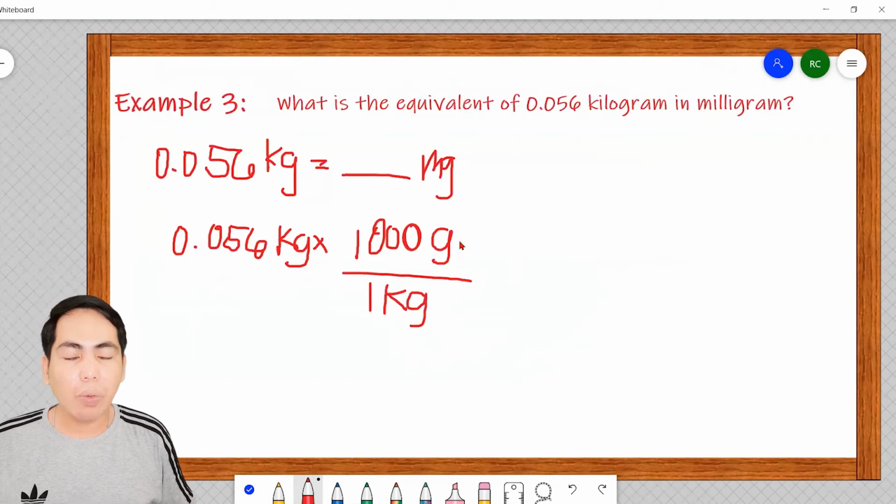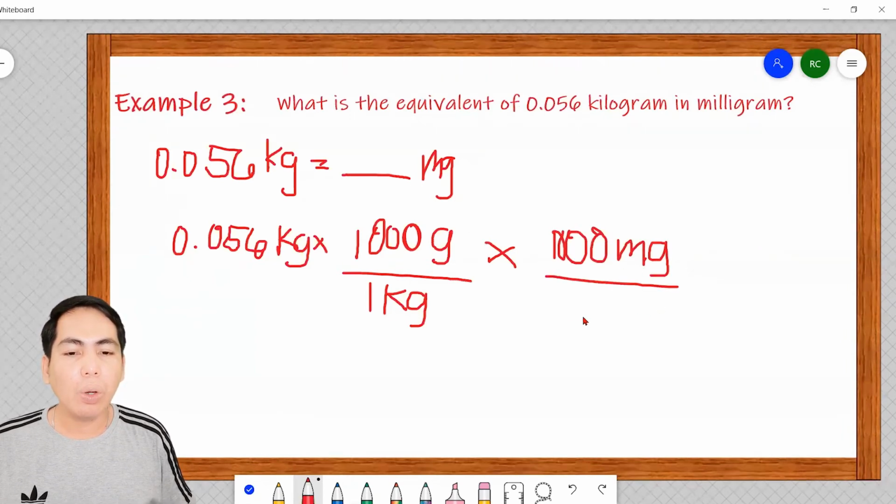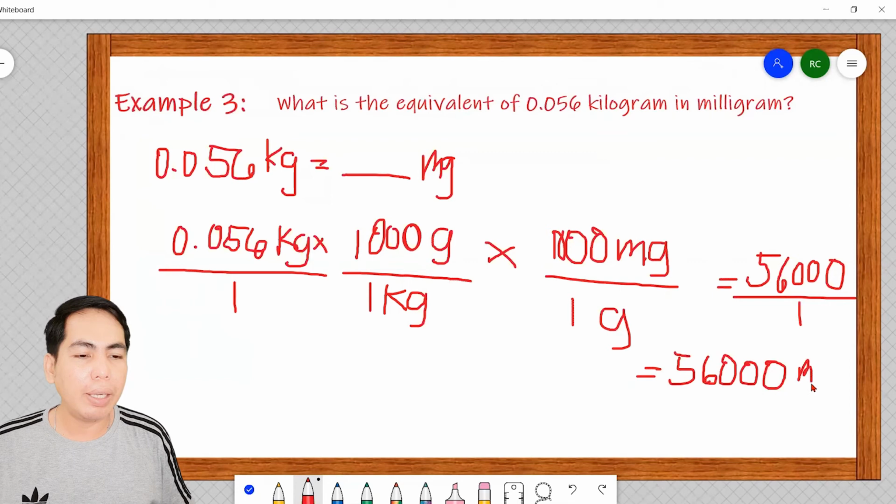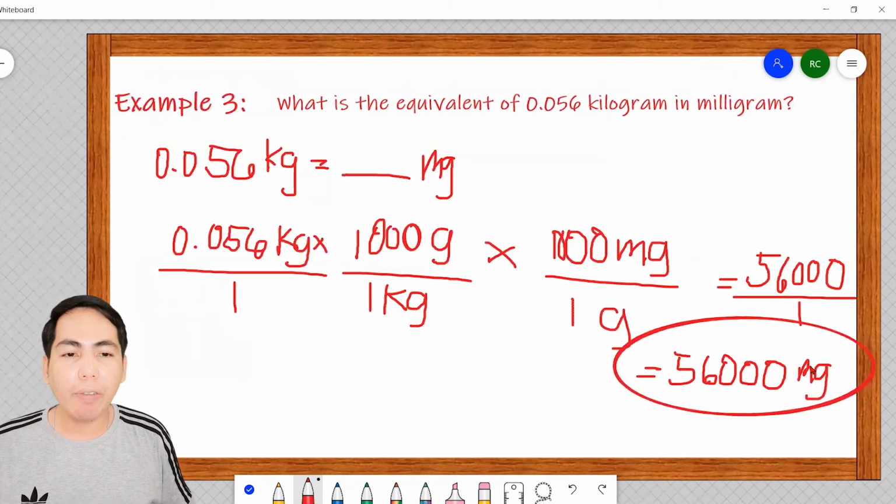Since we are going to convert this into milligram, we have to multiply again by the ratio of 1,000 milligram is to 1 gram, so that we can cancel out the unit gram. So what is left is milligram. So 0.056 times 1,000 will give us 56. 56 times 1,000 will give us 56,000. The 0.056 is understood to have a denominator of 1, so 1 times 1 times 1 will give us 1. So 56,000 over 1 is equivalent to 56,000 milligram. So in other words, 0.056 kilogram is equivalent to 56,000 milligrams.